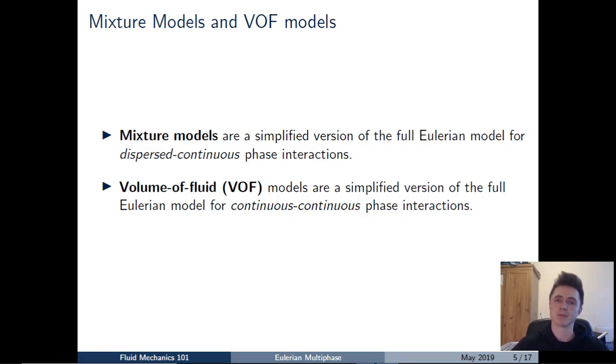And a mixture model is a simplified version of the full Eulerian model that's specific to dispersed continuous phase interactions, as we saw on the previous slide. Now, in contrast to that, the volume of fluid model is a simplified version of the full Eulerian model that's specific to continuous phase interactions. So you often see the volume of fluid model used in the literature for flows where you care about tracking an interface or a free surface. And really, just to summarize that slide, remember that both these models are simplified versions of the full Eulerian model that we're going to be looking at today, that can account for both types of interactions.